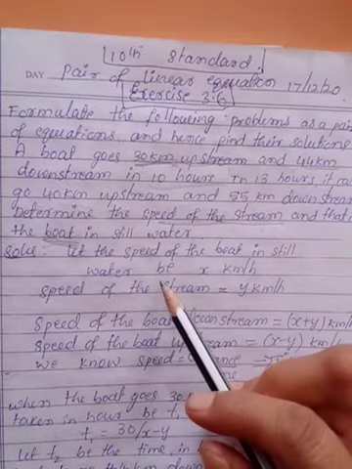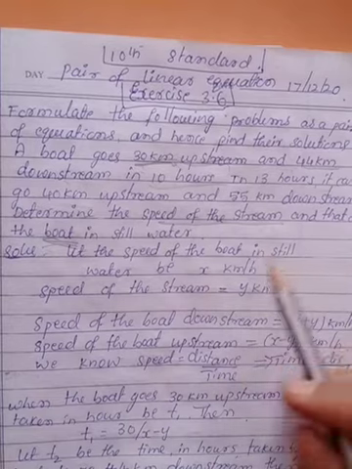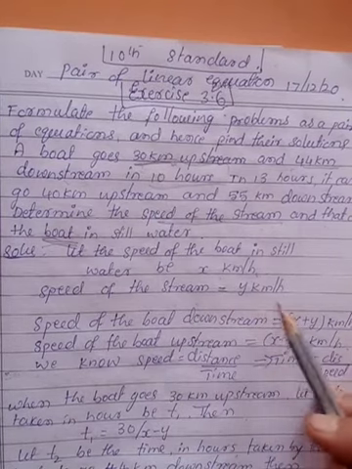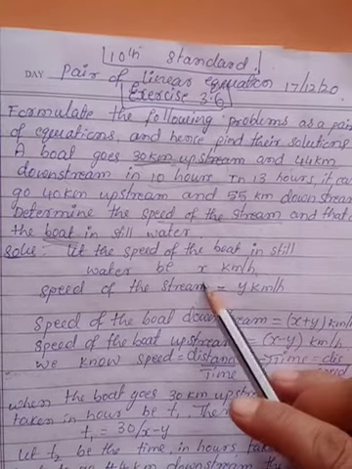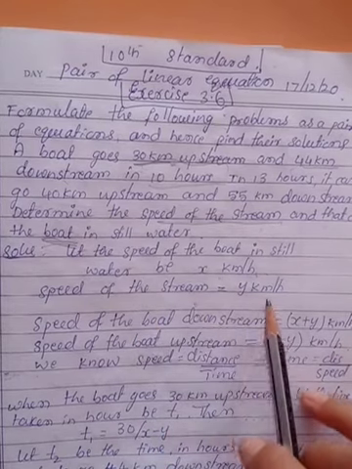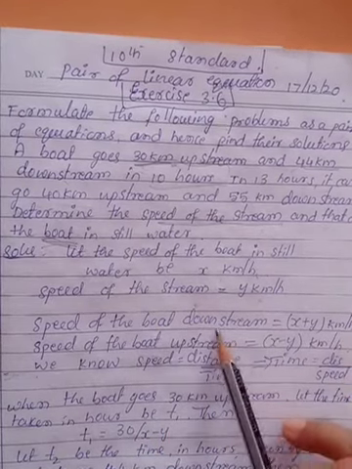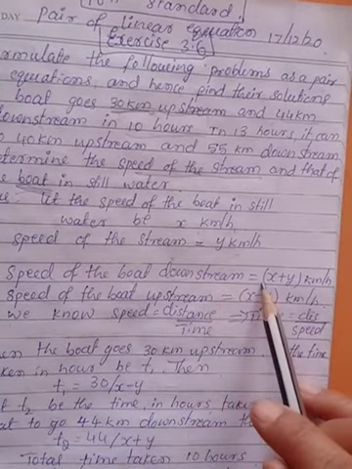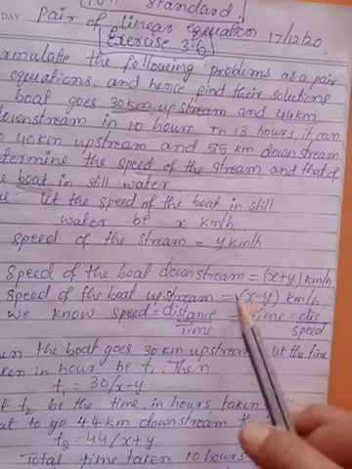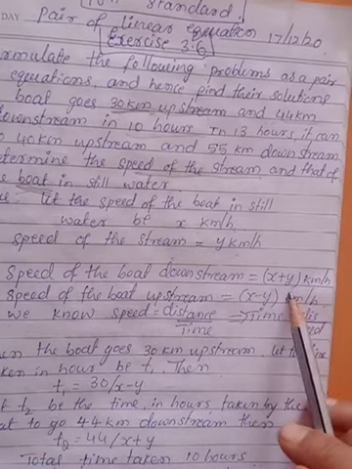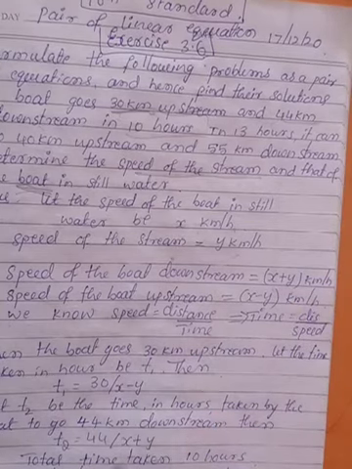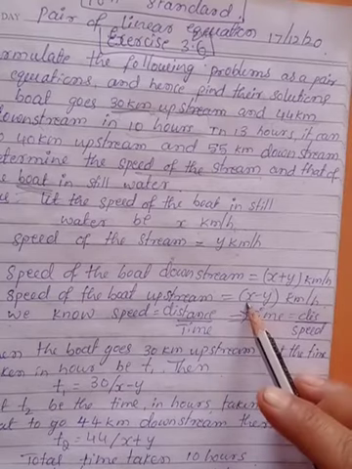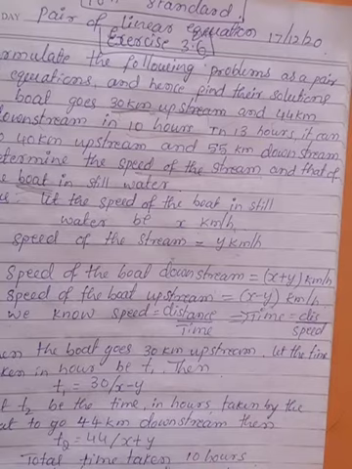Let us take the speed of the boat in still water as x kilometers per hour, whereas the speed of the stream is y kilometers per hour. Boat we are taking as x, stream speed as y. Whenever the boat goes downstream, the stream speed adds up. That's why it is x plus y when it is downstream. Whenever it goes upstream, it subtracts, as it has to go against the water force. That's why it is x minus y kilometers per hour.